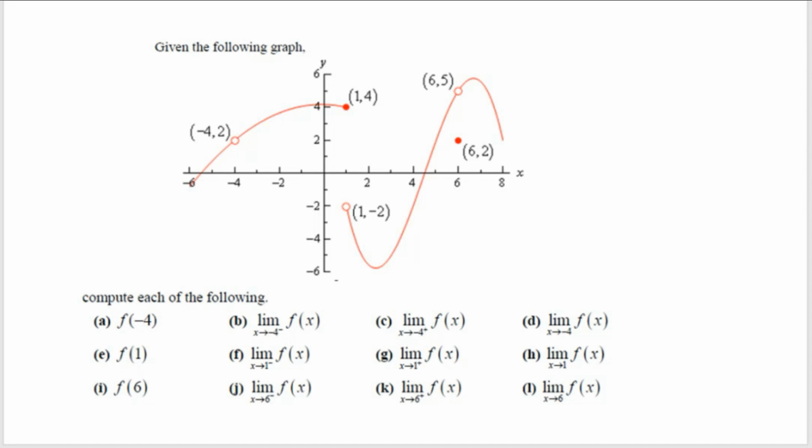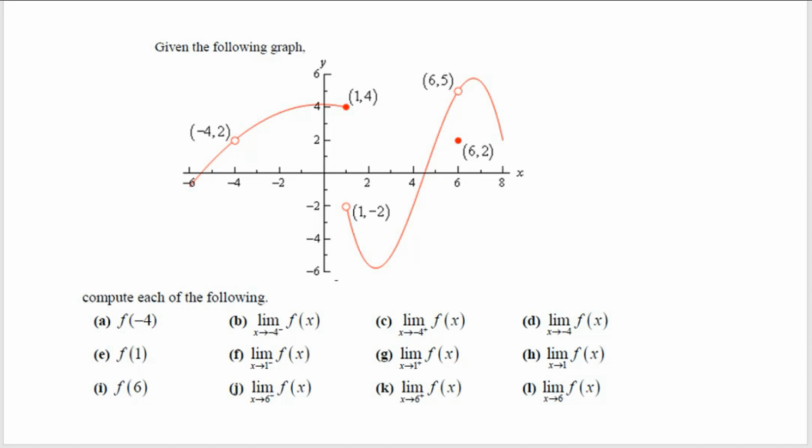Okay, so let us analyze the given graph. According to the graph, we are asked to compute each of the following, from A to L, but of course, we're not going to discuss everything at once. So we will choose only some, for example, A is equal to f of negative 4. How are we going to determine whether this function will exist or not?